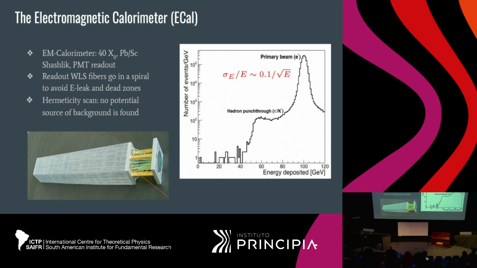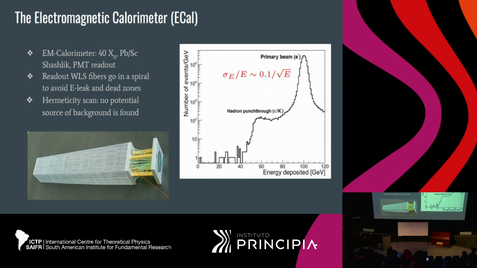Shashlik is a kind of Russian barbecue, where you put your meat on some metal rods and you cook it on fire. Since there are some metal rods which hold this together, this is the name of the detector. It's basically a series of, again, plastic scintillator and lead layers, which are then read by fibers that inside this module are twisted along the center, so that there are no dead spots inside the cell.